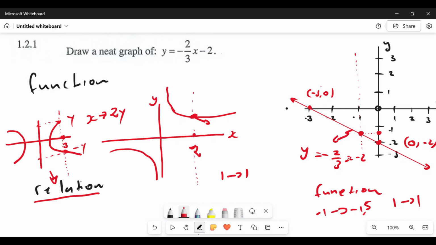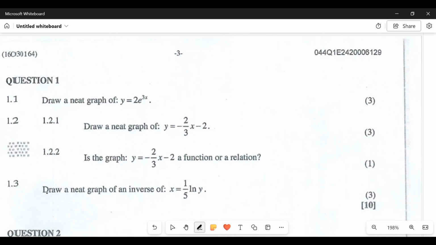Guys, we are done with 1.2.2. Now it's time for us to do the last question, which is 1.3. Right, let's look at 1.3. As you can see, 1.3, the one has to draw a neat graph of an inverse of x is equaling to 1/5 natural log y. So I'm going to copy this question, paste it where there is space, and try to draw it.